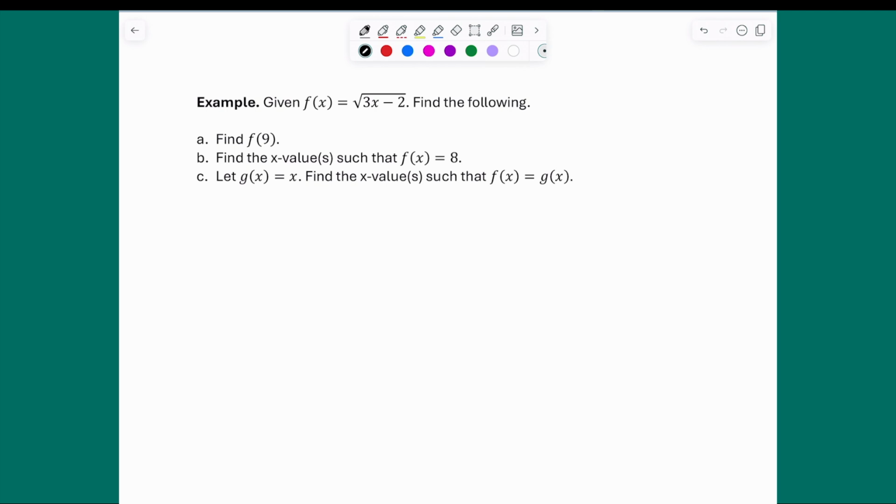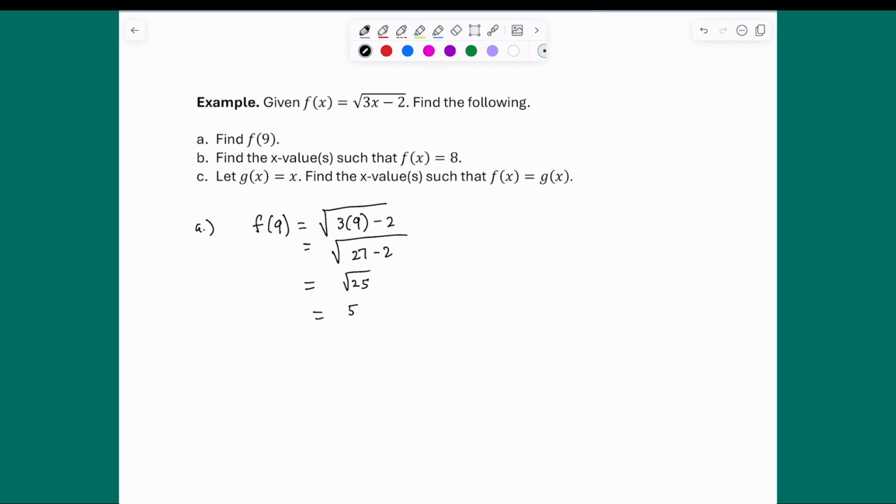Given f of x equal to the square root of 3x minus 2, find the following. Okay, so for a here, we're actually finding the value of f, or our function, for an input of 9. So what do we get? Well, f of 9 is equal to the square root of 3 times 9 minus 2. So we're going to get the square root of 27 minus 2, which is the square root of 25, or simplifying that would give us just 5.